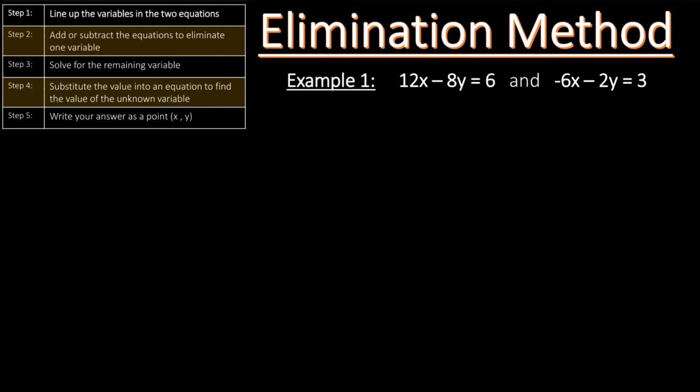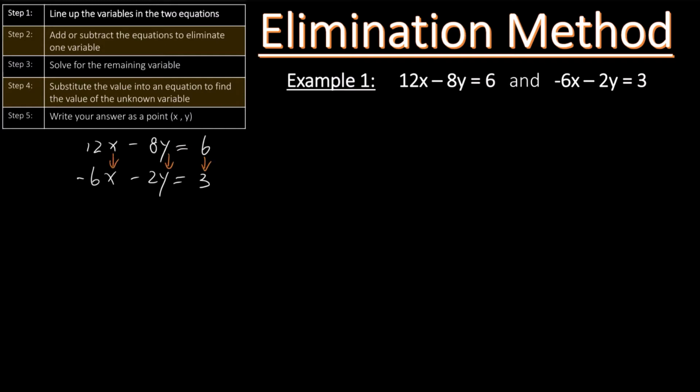Line up the variables in the two equations. That means we need to line up the variables x and y in both equations vertically, so we can write 12x minus 8y equals 6. And underneath the first equation, we can write negative 6x minus 2y equals 3. Make sure the x, y, and constants are lined up vertically.